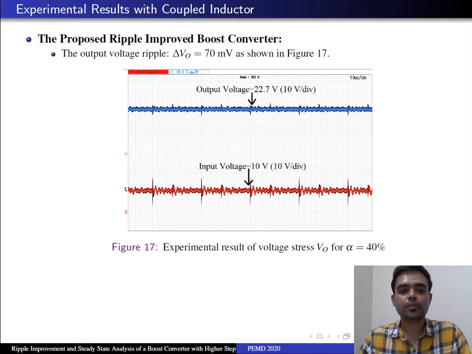For the proposed ripple improved boost converter output voltage ripple, you can see here delta V0 is now 70 millivolt, which is very similar to our simulation result, which was 69.74 millivolt.